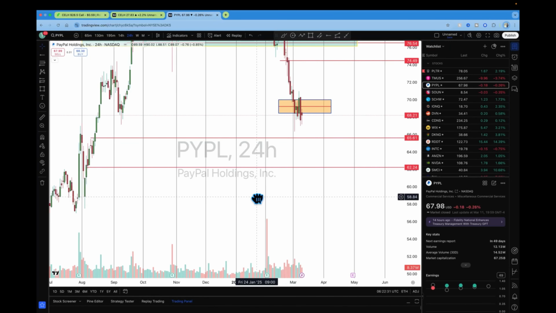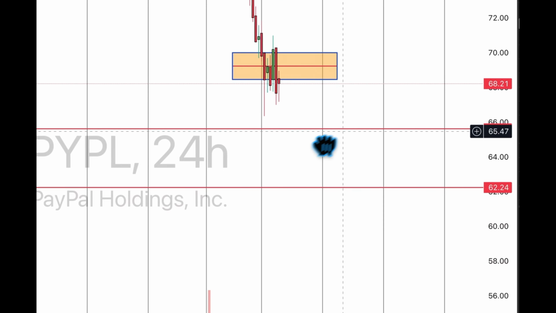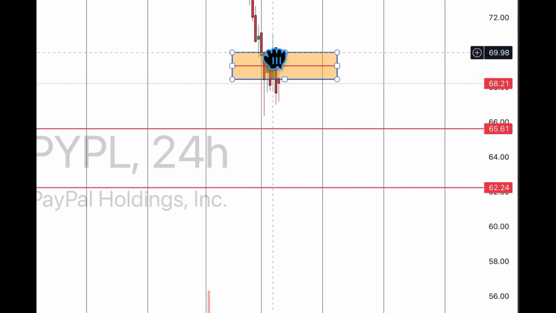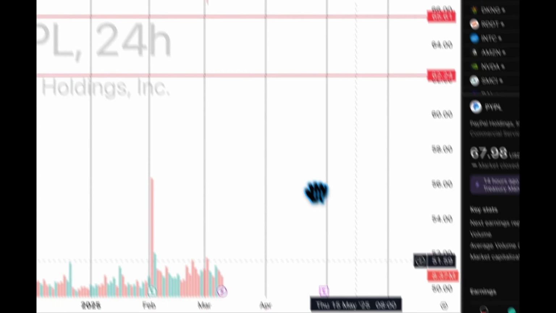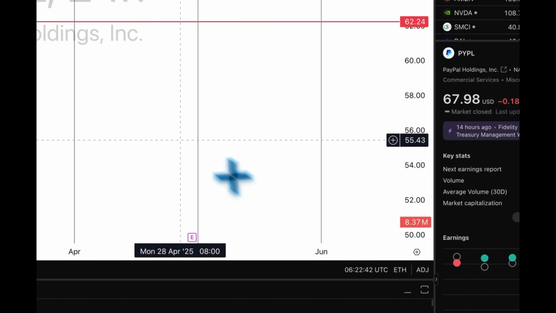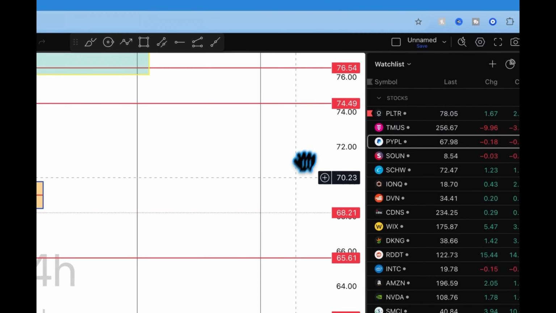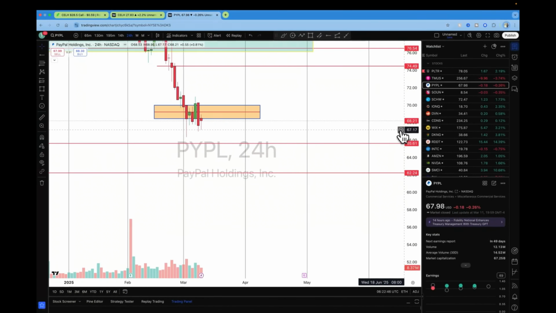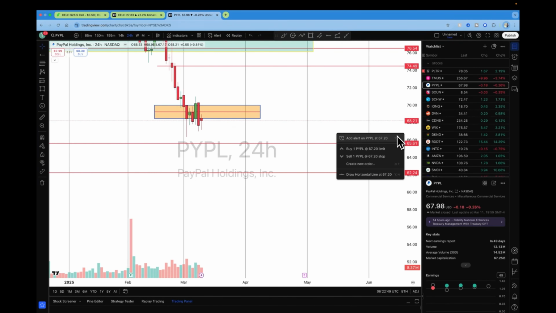Honestly, it can probably go down to 58 if it wanted to. But it might bounce back up, do something like this, little green candle right here. But this, I gotta keep an eye on. I'm gonna put an alert right here, 67.